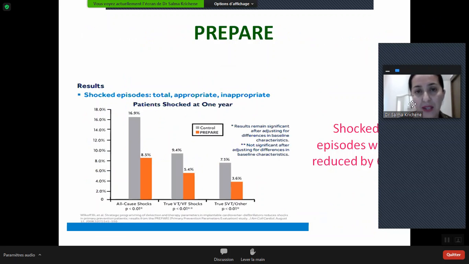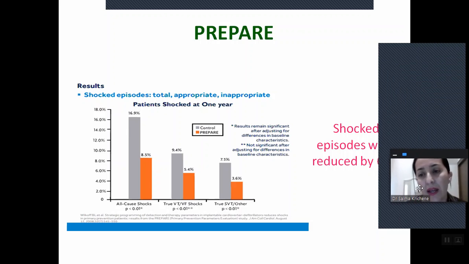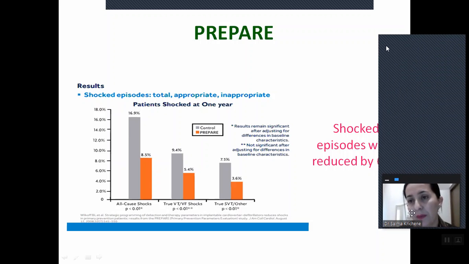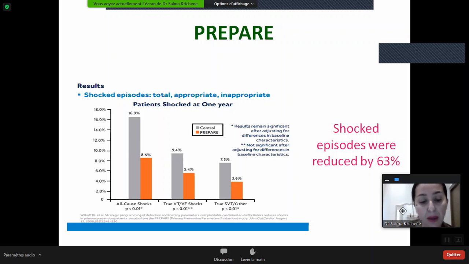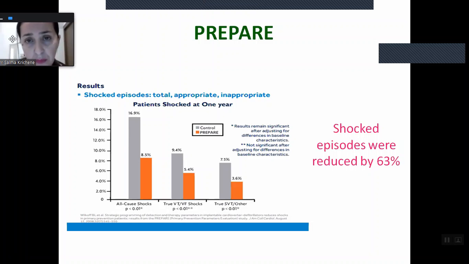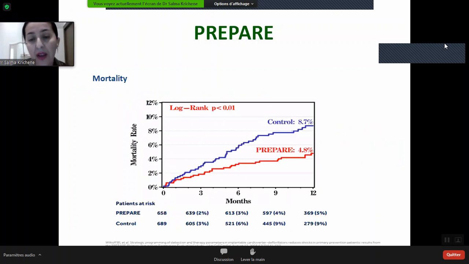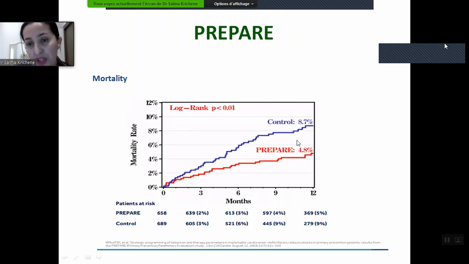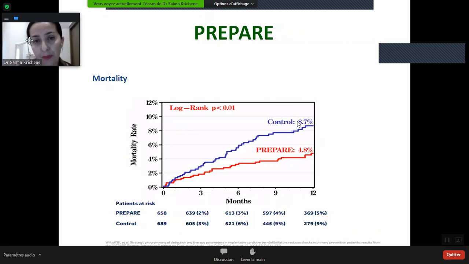For example, PREPARE is a non-randomized study. This proved that shock episodes, appropriate or inappropriate, were reduced by 63% if we used a long detection interval. And it had an impact on mortality. In fact, in PREPARE, we reduced mortality as compared to a control group.